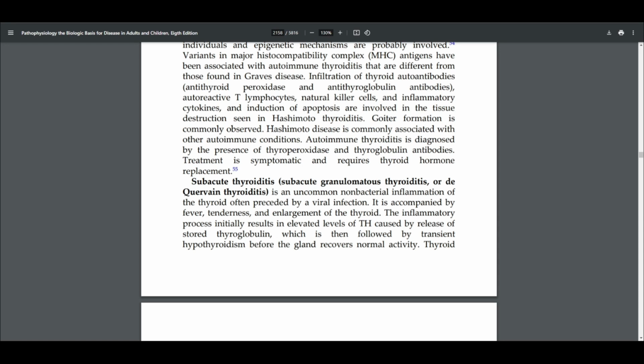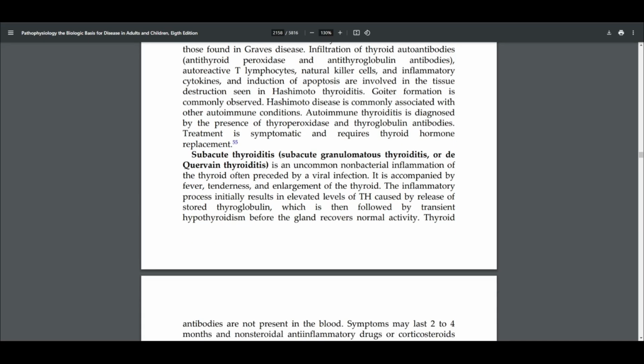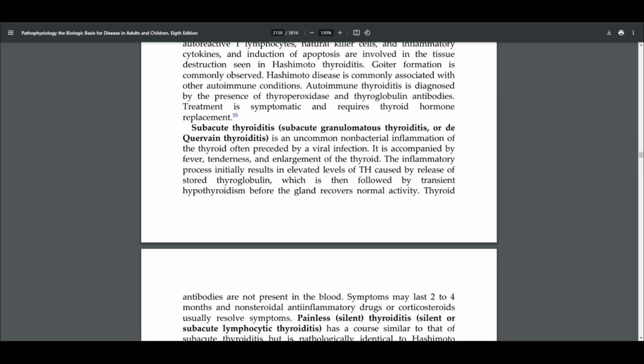Goiter formation is commonly observed. Hashimoto disease is commonly associated with other autoimmune conditions. Autoimmune thyroiditis is diagnosed by the presence of thyroperoxidase and thyroglobulin antibodies. Treatment is symptomatic and requires thyroid hormone replacement.